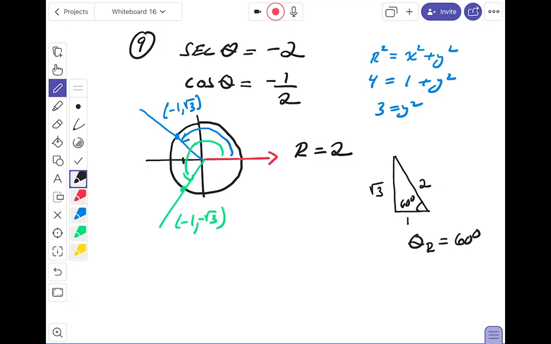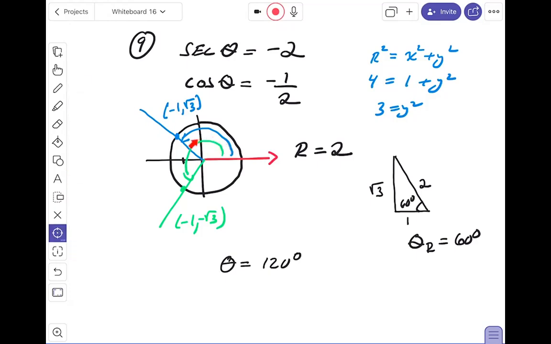So let's talk about the first angle. The first angle is between 90 and 180, but the reference is 60. So if you went to 180 and backed off 60, you'd be at 120 degrees. I'll write that down for you. Let's do the next one. The next one can be, 180. I'm going to the green one now, and the reference is 60. So 180 plus 60 is 240 degrees. I'll write that down for you.